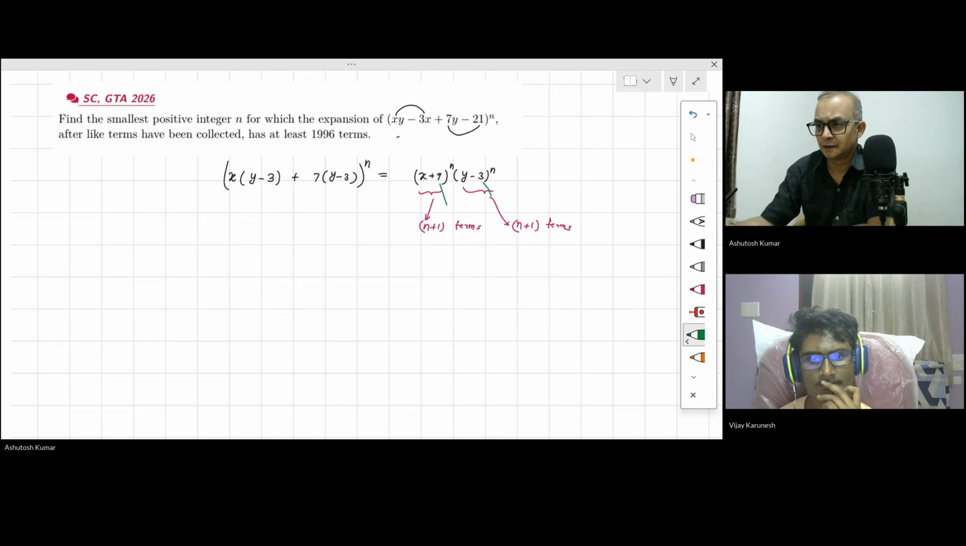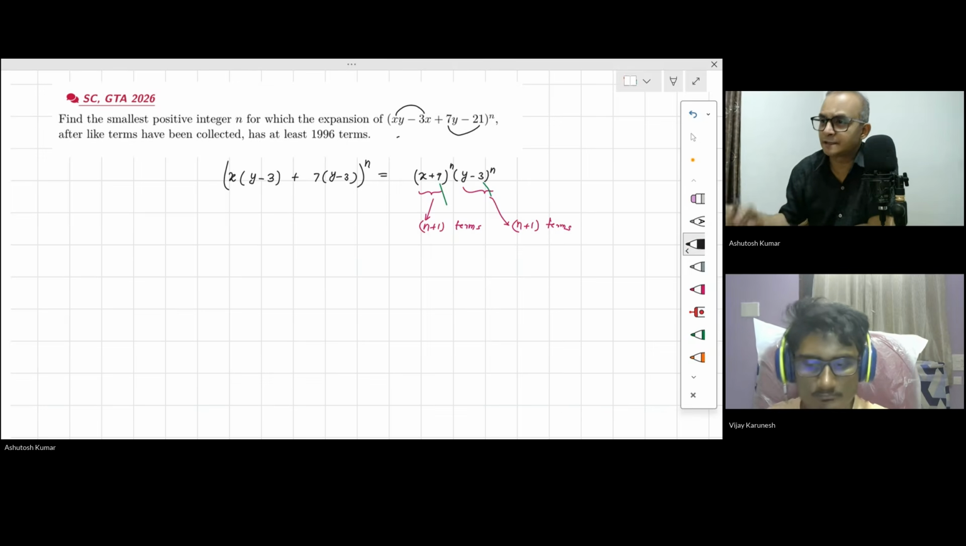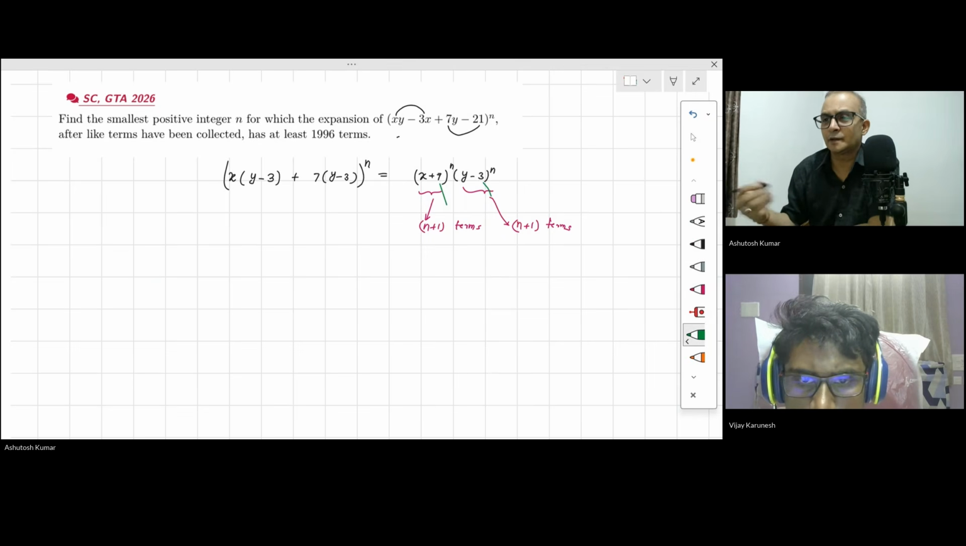A like term happens when there is also some x, some cancellation, some degree will be the same. But here no like terms will be possible. If you want to see, we can simply take n equal to 1, or maximum n equal to 2, and check.